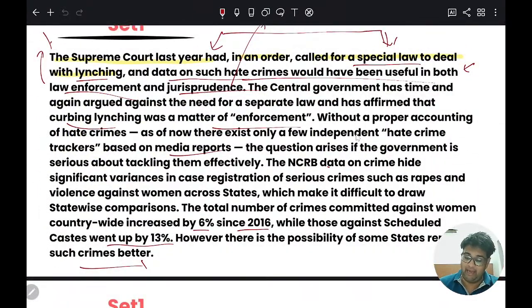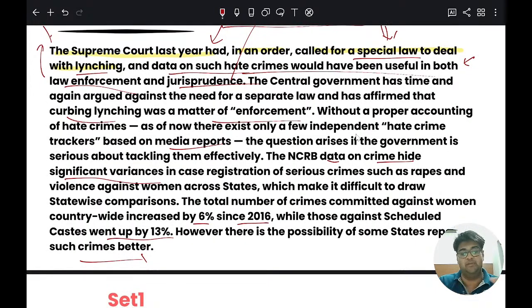Now, the data they have on crime hides significant variances in case registration of serious crimes such as rape and violence against women across states, which makes it difficult. So what is happening? The significant variances in cases of rapes and violence are making statewide comparison really difficult. Why? The total number of crimes committed against women countrywide has gone up by 6% since 2016. That is also countrywide, not statewide. We don't have geographical data, demographic data is not available to us.